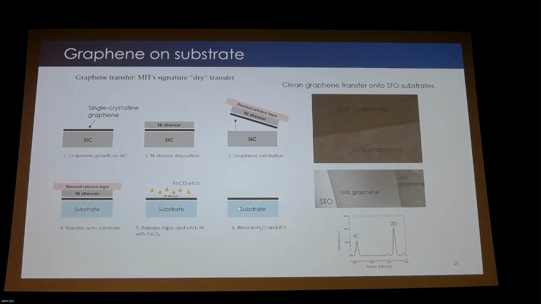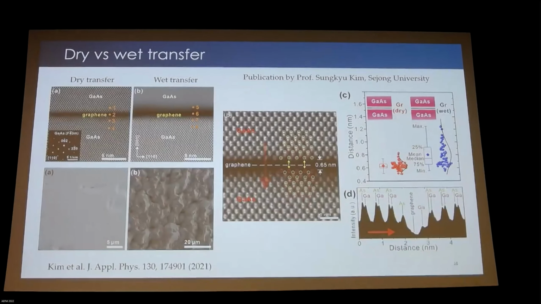And you have your graphene on top of your substrate, and you can stack as many layers of graphene as you want. And this is an SEM image showing you one monolayer graphene region, two monolayers of graphene region, etc. And you can get very clean transfer as well, because you don't have the PMMA residue that you get when you do the wet transfer.